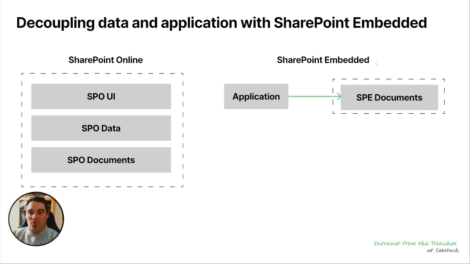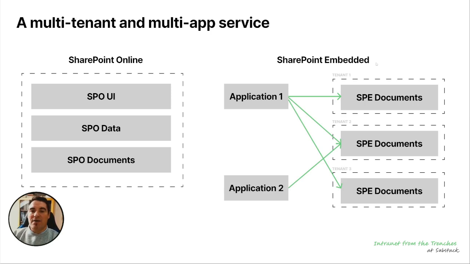So we have on one hand the application, and on the other hand we have the documents. This means that we can have documents in different tenants, and we can have applications accessing some of them. In this case, application number 1 is able to access these 3 tenants. However, application number 2 can only access the documents in tenant 2.